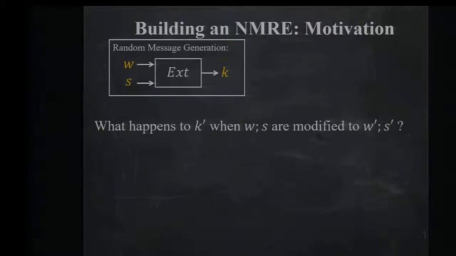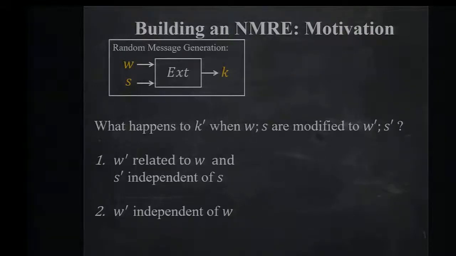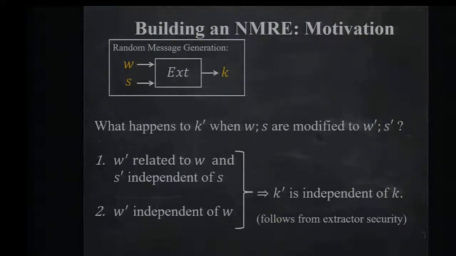So first I want to understand what happens when W and S are just sent as is and you're modifying them to some W prime and S prime. Now there are a lot of cases that we could consider, but there are two cases which we have a handle on. Specifically, if W prime is related to W but S prime is independent, or if W prime is independent of W. In these two cases I have a guarantee that K prime, the modified key, is actually completely independent of the underlying key. Now this follows from extractor security. It's easy to see, but just believe me in case you don't see it.